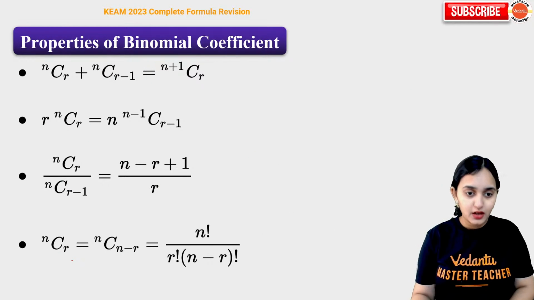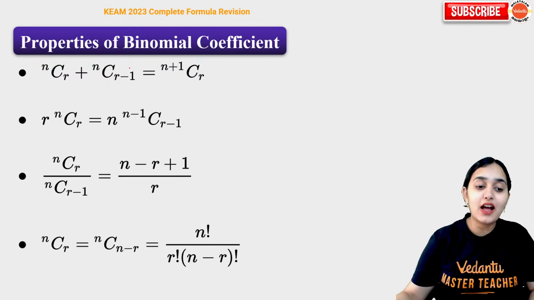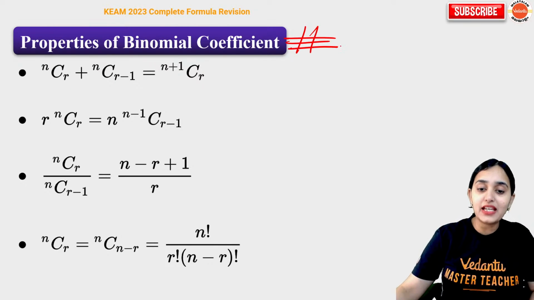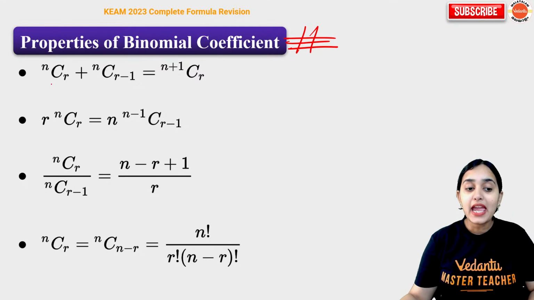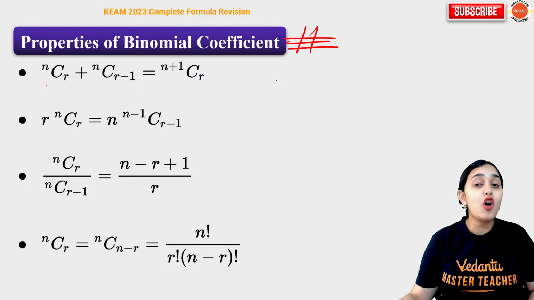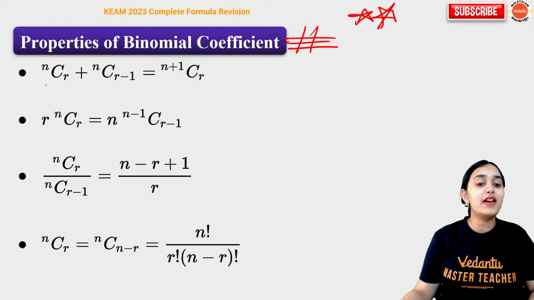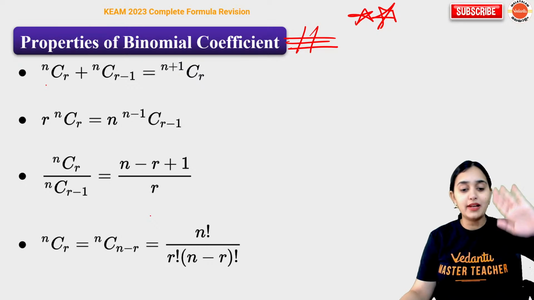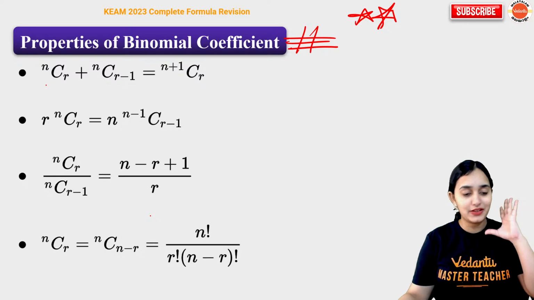Next, some properties of the binomial coefficients. Now these are very important formulas for your binomial coefficients. nCr plus nCr minus 1 is n plus 1 Cr. This is a shortcut formula. Please star mark this. It is a very important formula. All the formulas are important. Memorize them nicely. And direct questions will be asked.